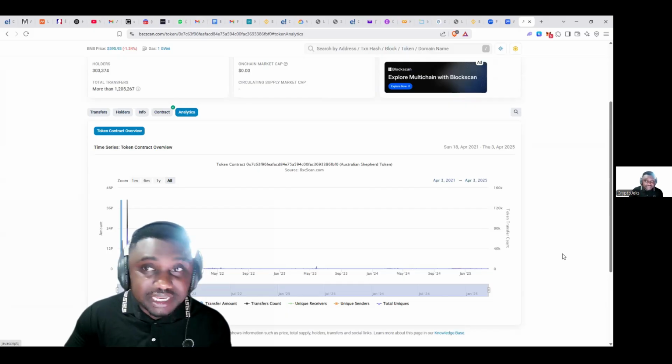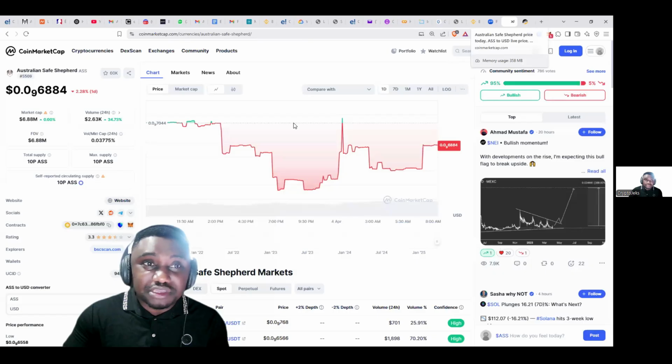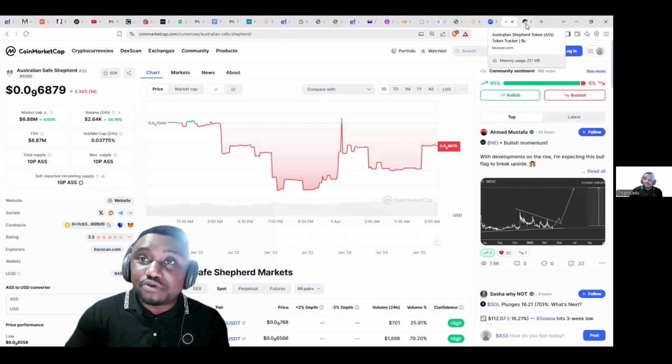Now, how did we begin our analysis? Don't forget, we began by searching for this particular coin, which we use as an example. And then we looked at the website. We looked at the social media, there's practically nothing to write about. And now we've looked at the contract using BSCScan where it was deployed, and we are also seeing a couple of red flags.